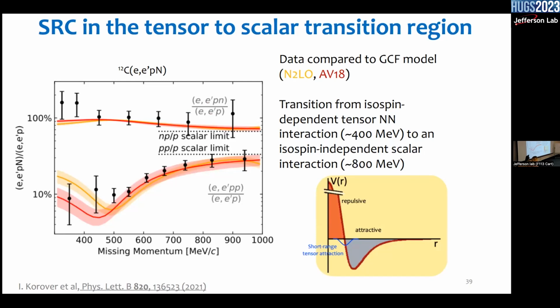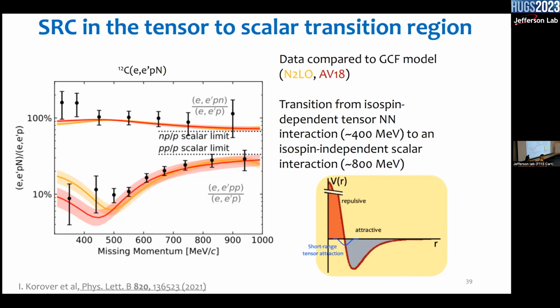And then also there were comparisons that were made. So this is data that's compared to the generalized contact formalism model using, again, the same two potentials. And so this is carbon, right? And so what they're doing here is they're actually mapping. This is cool to see. So they map basically the short range, the tensor attraction.